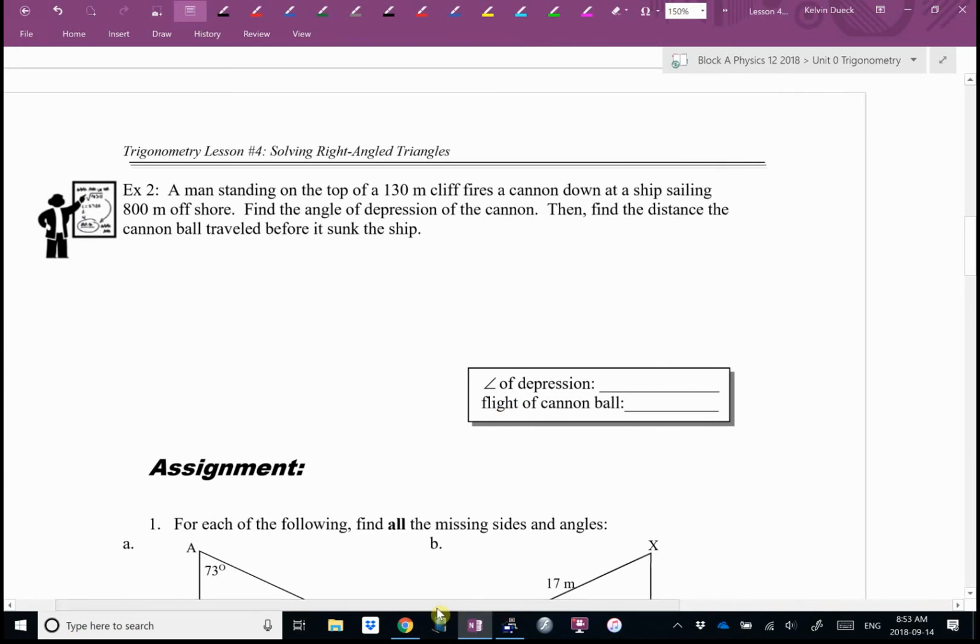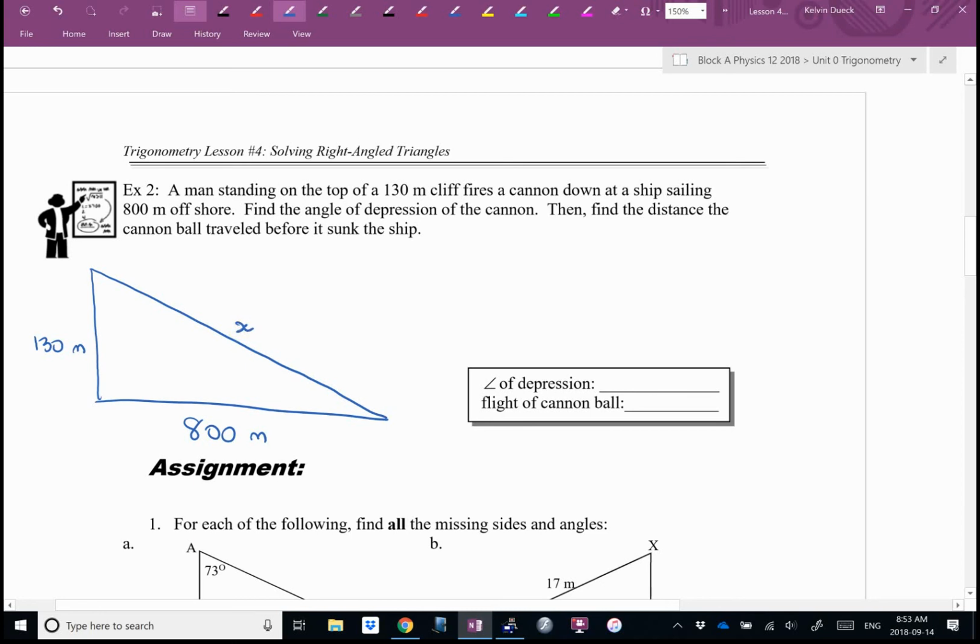Example 8. Example 2. Where'd the 8 come from? A man standing on top of a 130-meter high cliff fires a cannon down on a ship while sailing 800 meters offshore. Find the angle of depression of the cannon. We have a 130-meter high cliff. 800 meters offshore, I think that's going to go down there. And I'm further convinced of that because one of the things that they want me to find is the distance that the cannon travels, which I'm pretty sure would be that path there, although it technically would be a bit of an arc, but we'll have it go in an imaginary straight line.